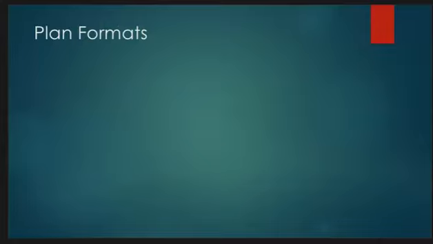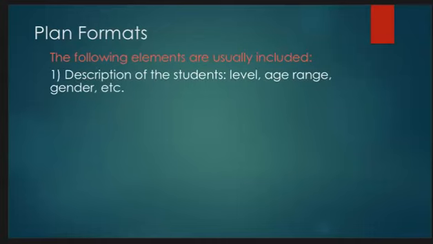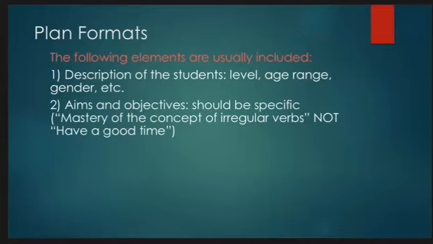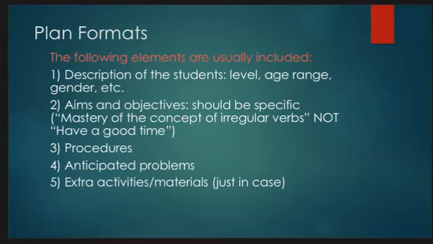There are a variety of plan formats, and we'll look at the lesson plan template that we're using in this class, but any plan format is going to have a number of elements that are usually included, and those are aligned to those planning questions we just looked at. They're going to include a description of the students, the aims and objectives, and again, those should be specific, so not mastery of a concept, but something like mastery of the concept of irregular verbs, not something like have a good time. What will the procedures be? What are the anticipated problems? What extra activities and materials will you have available just in case? And then what materials are going to be needed in the classroom?